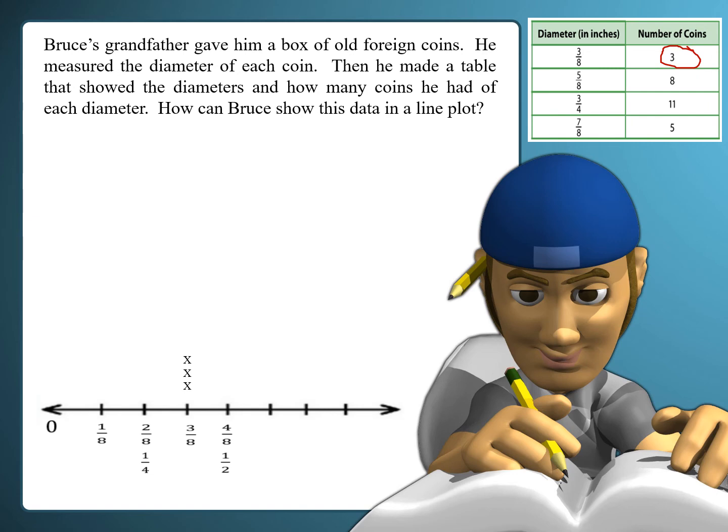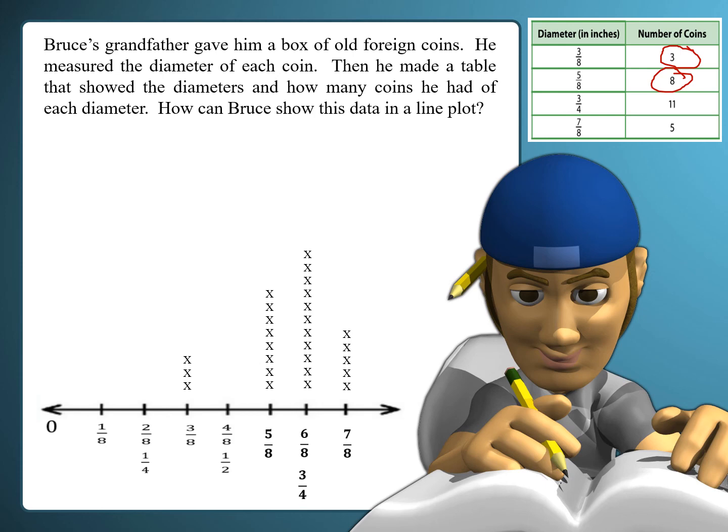Then I have to look at how many coins were 5/8. There were 8 coins that were 5/8. So I add my measurement to my line plot, and then I add my 8 X's, which shows that there were 8 coins that had a measurement of 5/8 inches in diameter. Then I do my 6/8, which is 3/4. So when you look at your table, it says 3/4. Remember your equivalent fractions. For 3/4, there were 11 coins. So I added 11 X's. And then finally, for 7/8, there were 5. So I add my 5 X's.